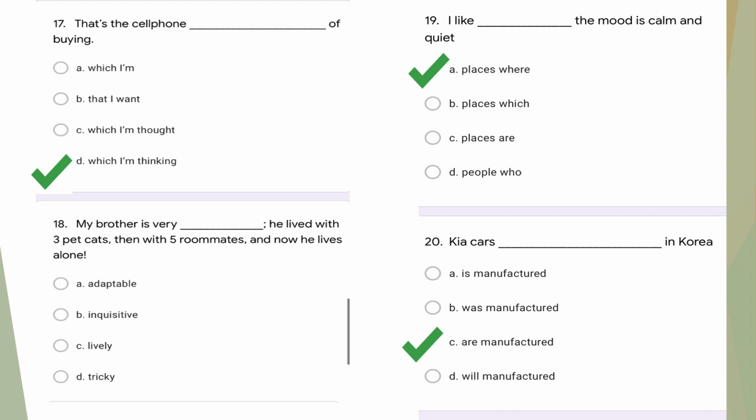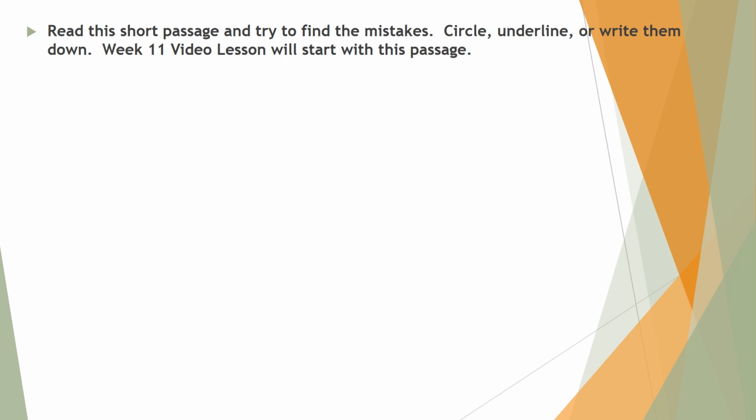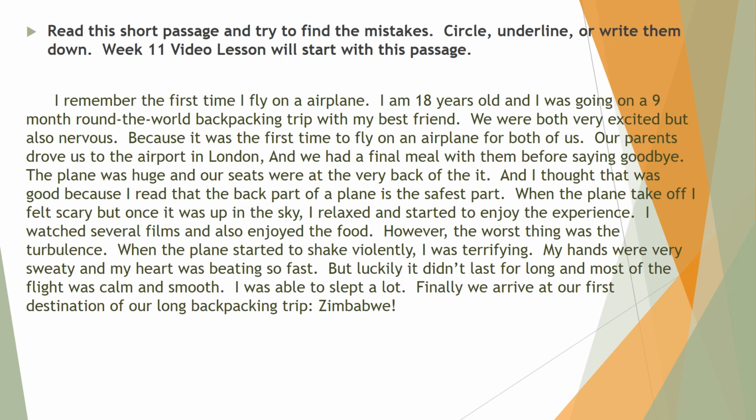Okay, so that was the review quiz, and we will have one more at the end of the semester, and I will let you know when that will be. Now let's move on to the next part of the video, and this one is going to be the writing mistakes from the last video. So this was at the end of the last video from last week, week 10. Read this short passage and try to find the mistakes. Circle, underline, or write them down. And then in the week 11 video, this one, we'll go through the answers.